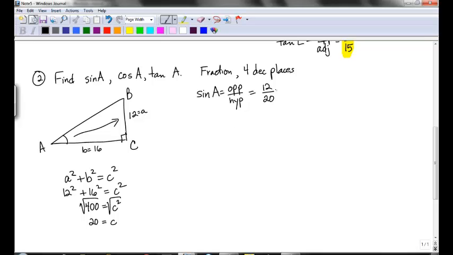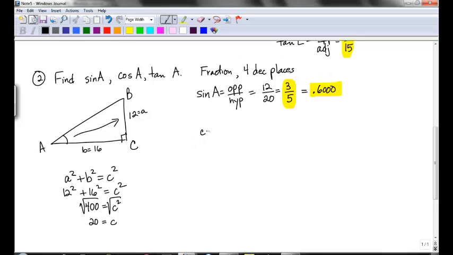So 12 over 20. Now, I will not take that. National Reduced Fractions Day. What goes into both of them? 4. 4 goes in there 3 times. 4 goes into 20 5 times. Is that reduced? Yep. So there's one answer. And they want it to 4 decimal places, so take 3 divided by 5. Now, do I write 0.6? No. You need all those zeros. As they ask for 4 decimal places, give them 4 decimal places.